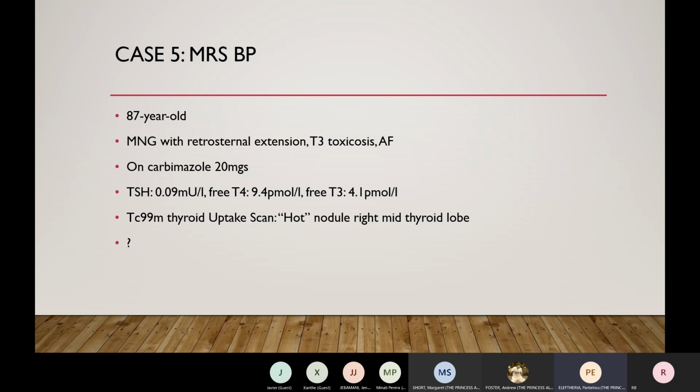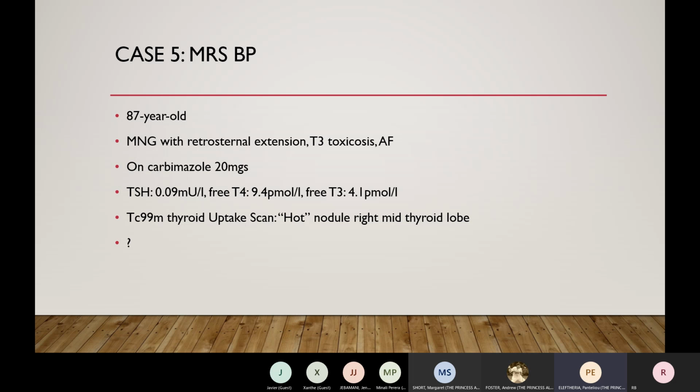Next case, Mrs. BP. She is 87 years old. She has a history of multinodular goiter with a retrosternal extension. She has a T3 toxicosis, and she has a history of atrial fibrillation. She's on treatment with carbimazole. The carbimazole is an anti-thyroid medication. It blocks the thyroid peroxidase, rendering the thyroid less capable of producing T3 and T4. Kind of borderline thyrotoxicosis on treatment.